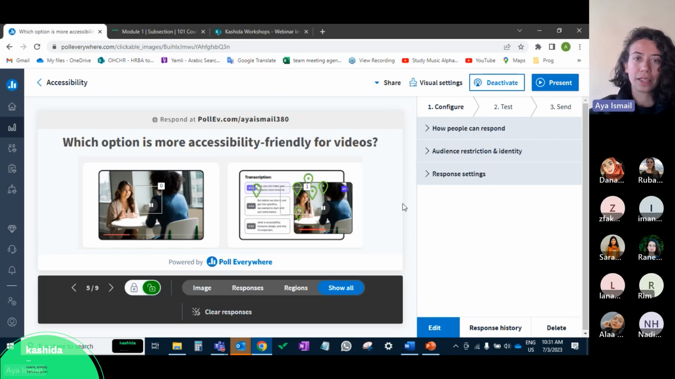All right, so I think everybody is voting for the one on the right, and it's true that's the one that's more accessibility friendly, because then people who are having visual or hearing impairments can read the text in the transcription, and not just be provided the sound for people who can hear. Next.